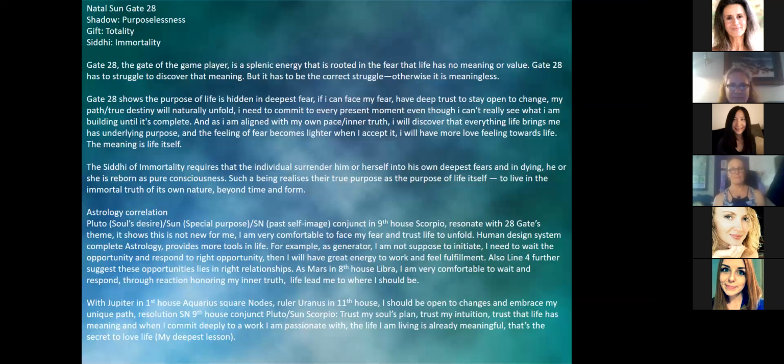Another thing is Jupiter in the 1st house Aquarius squaring the nodes, and Jupiter's ruler is Uranus in the 11th house. I should be open to change and embrace my unique path, because the resolution node is the South Node in the 9th house. So I need to trust my soul's plan and my intuition, and trust that life has meaning. And when I commit deeply to the work I'm passionate about, the life I am living is already meaningful. I think that's really my deepest lesson of this lifetime.